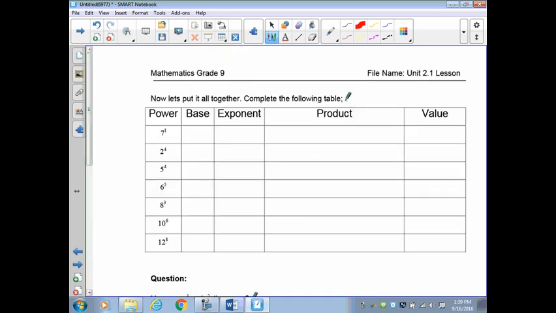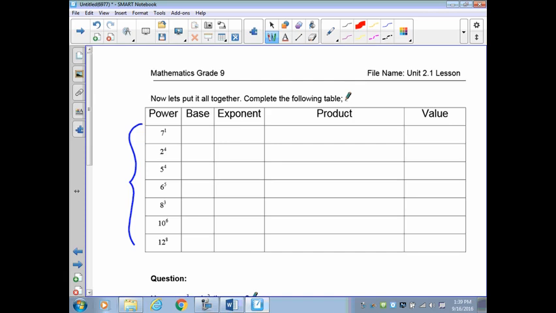So we've got a 7 to the 1, 2 to the 4, 5 to the 4. So these are all different now. So what I'd like you to do is to go through and fill out the base, the exponent, and the product, and then calculate the final value. Okay? Do that, please, right now while we, for a couple of seconds, pause the recording and do it.